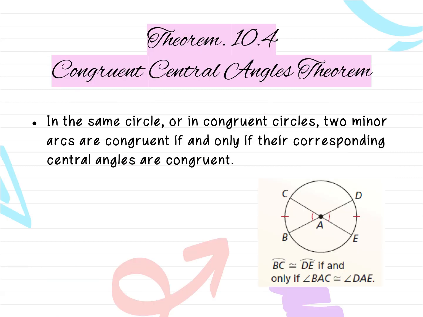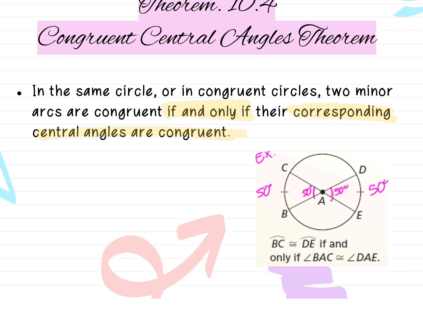All right, congruent central angles theorem. In the same circle or in congruent circles, two major arcs are congruent if and only if their corresponding central angles are congruent. So giving you an example here, if both of these angles were 50 degrees, remember your angles are the same as your arcs, then these are also going to be 50 degrees. So this is just an example. It's not always going to be 50, but I'm just showing you your central angles are going to be the same as your arc measurements, and they'll be congruent if they have the congruent symbols.